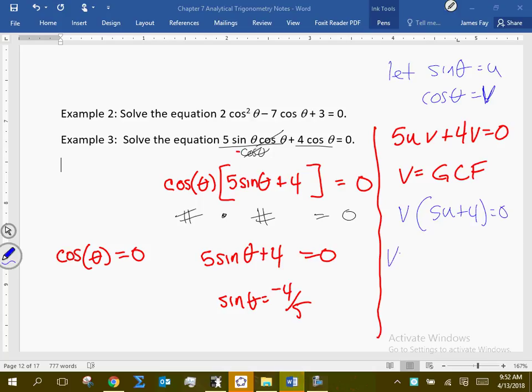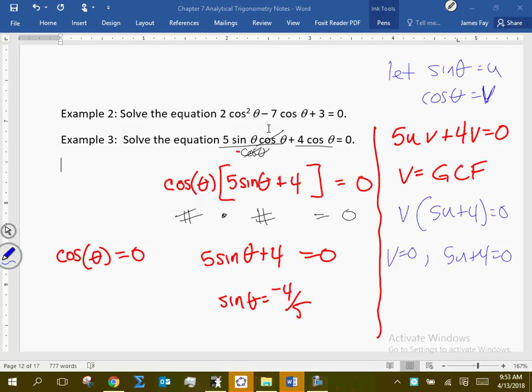If I use the u substitution concept, I would get something like that. Because I had 2 variable terms, sine and cosine, I've used 2 variables. A lot of times we use u and v. But that eventually gives me v equals 0. v was cosine, right? And I get 5u plus 4 equals 0. If I solve that, u equals negative 4/5. u was sine, right? So if you want to use that approach, that's fine.